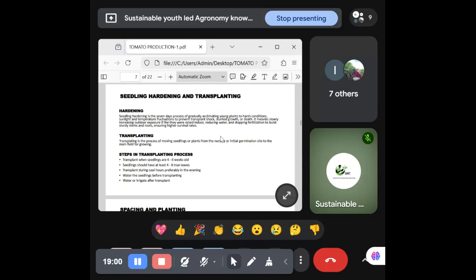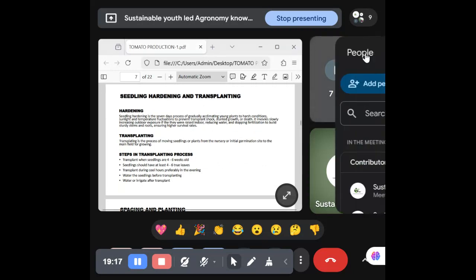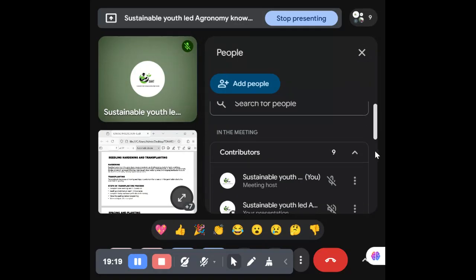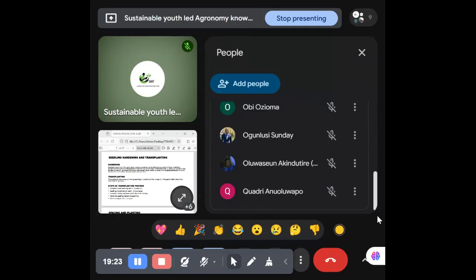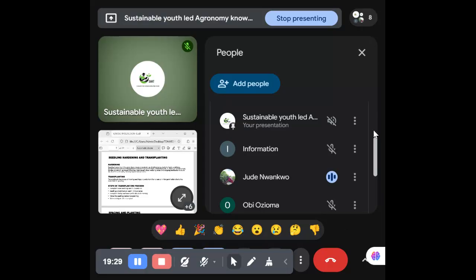So let's go on to the next slide. So now, on the seedling hardening and transplant, it means that you are now almost ready to transplant. So it's advisable to do this seedling hardening about a week to transplant. Yes, a week to transplant is fine. In some cases, you can do maybe a week to 10 days to transplant.